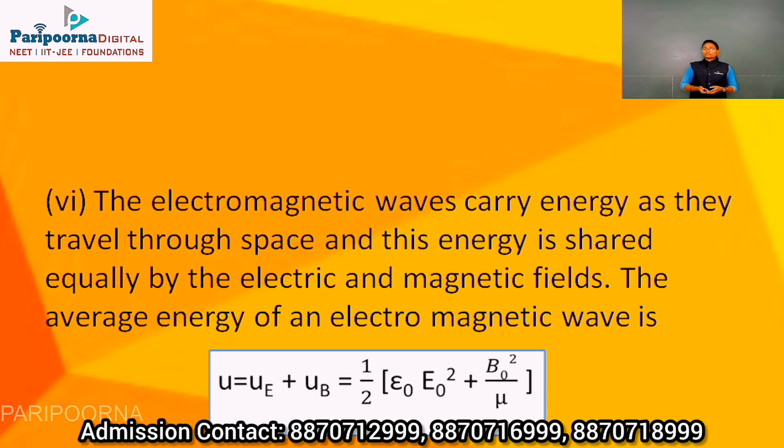Another property is that electromagnetic waves carry energy as they travel through space, and this energy is shared equally by the electric and the magnetic fields. Therefore, the average energy of the electromagnetic wave is U equal to U_E plus U_B, that is the energy of the electric field and the energy of the magnetic field. So, half into epsilon naught E naught square plus B naught square by mu naught. This is the average energy of the EM wave.